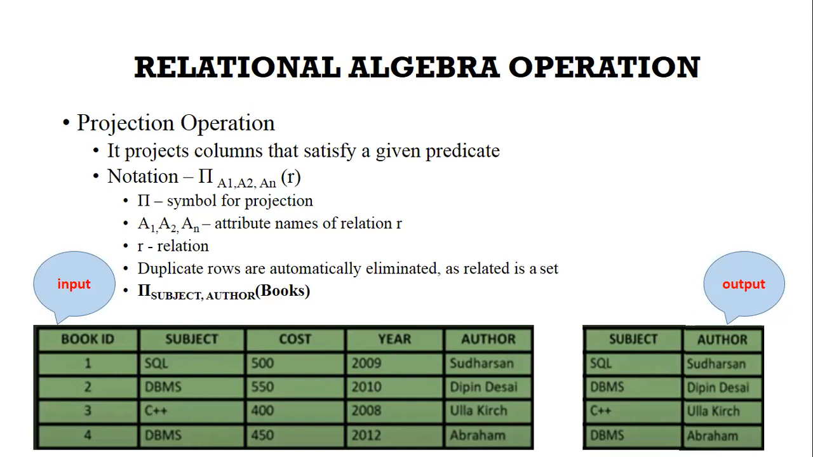So how do we identify the projection? In this example, I want to project the author of the books. You see here the input is the books table, that is, the books relation. What are all the attributes present in the books relation? Book ID, subject, cost, year, author, but I need only subject and author, so I will write the query in the form of pi subject comma author of books. You can see in the output, it will display only two attributes, subject and author.